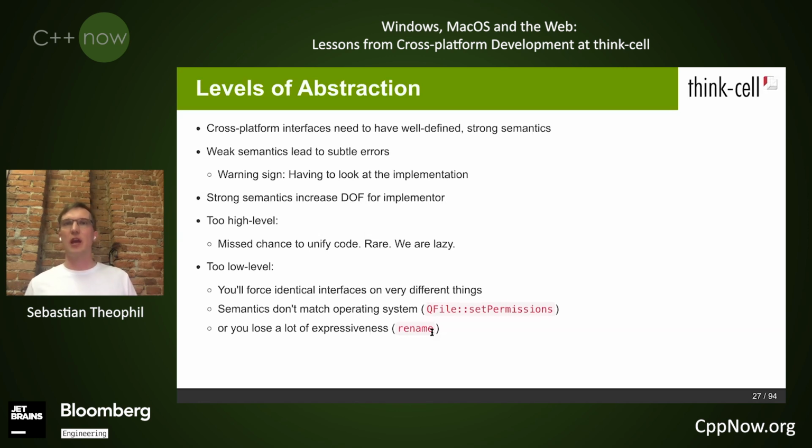Or, as we've seen with the rename example, you create a function that has just lost all the expressiveness of your platform-specific functions. They supported a lot of good features. Your cross-platform version supports none of them. And that makes it a not very useful function.